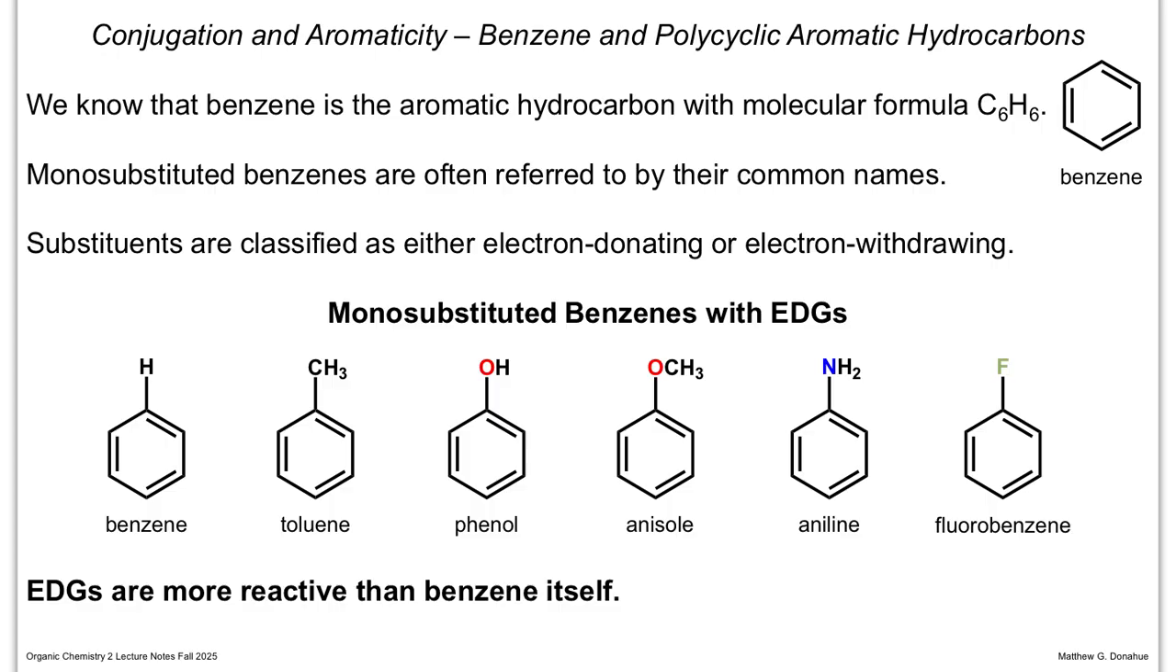Okay, we'll go ahead and get started, continuing on with the aromaticity module. Our focus now is going to be on learning the reactions. The reactions themselves, I think, are quite straightforward. You're basically substituting a hydrogen on a benzene ring for some other group.